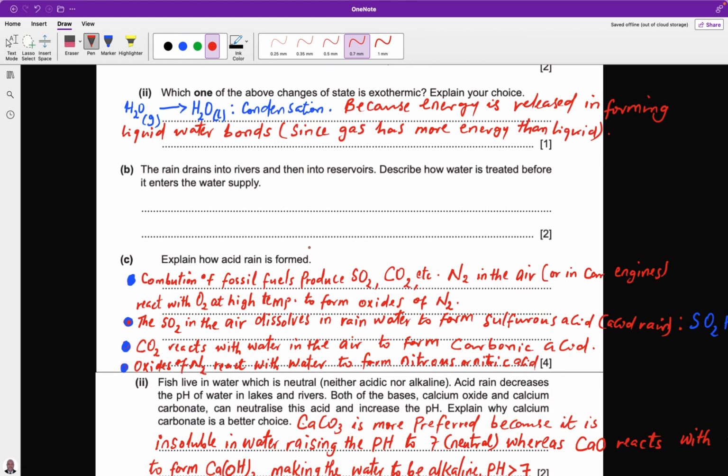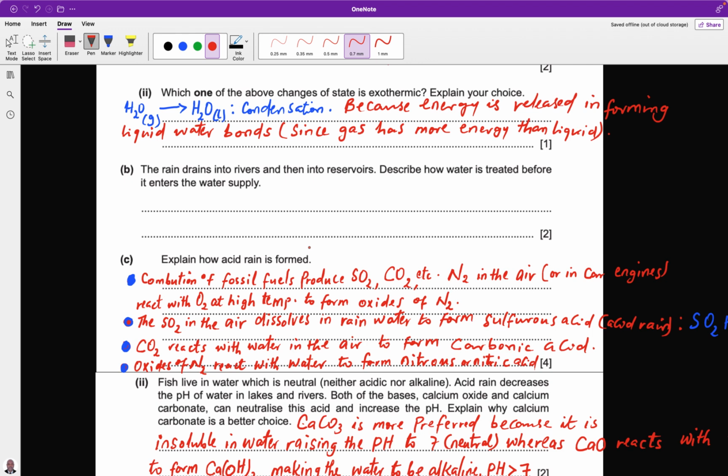The B part of it says rain drains into rivers. Rain drains into rivers and then into reservoirs. Describe how water is treated before it enters the water supply. It is the same question we are repeating over and over. It is 2 marks. Describe how water is treated before it enters into the water supply.